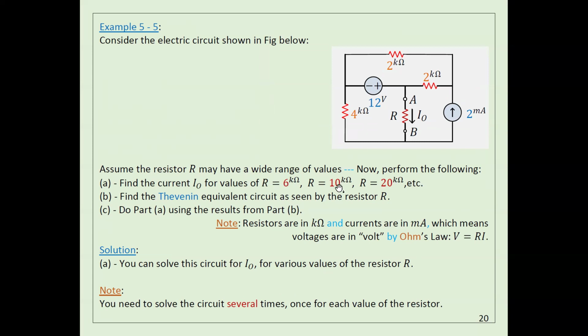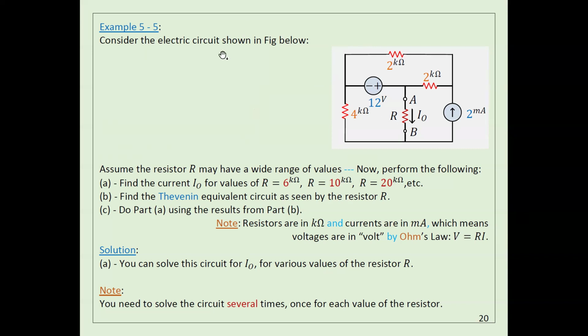R equals 6, R equals 10, R equals 20. So for different values of R, you have to find I. Is that okay? To solve this problem, there are two ways. One way, similar to what we did in chapter 4, you can find equations and solve them to get the current. But this will be the difficult way.